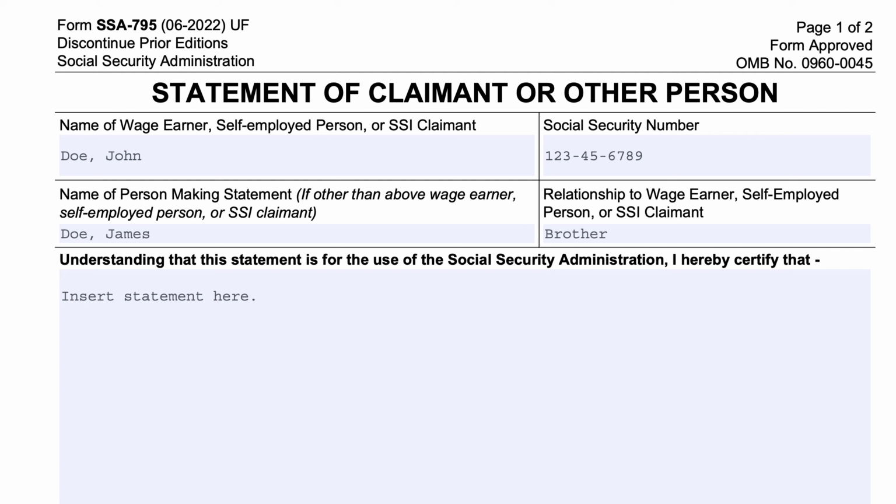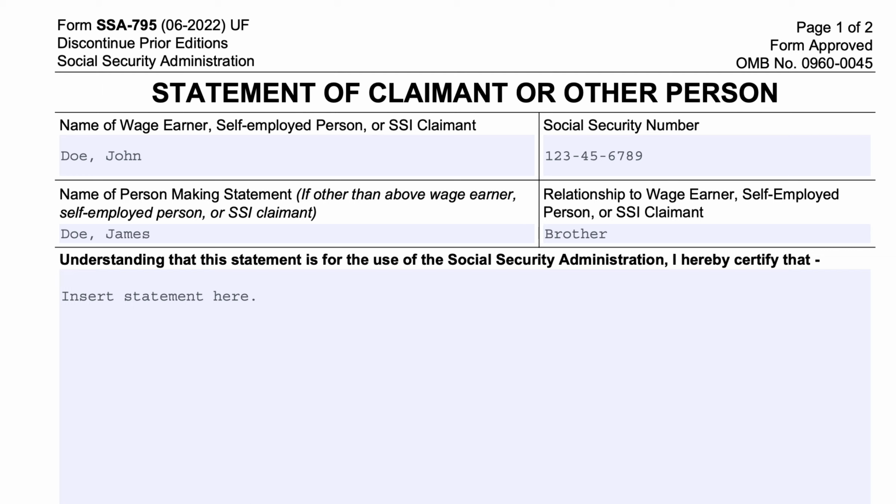Form SSA 795, Statement of Claimant or Other Person. So this form is probably not something that you will see very often by itself unless you're submitting a request for something like Social Security retirement benefits. If you're applying for disability benefits, then you may be requested to support previously submitted information with your own statement.